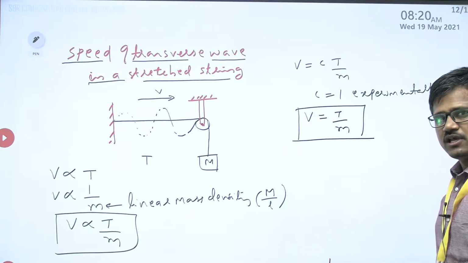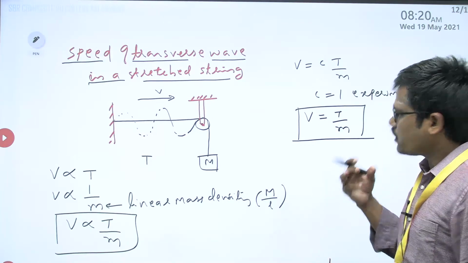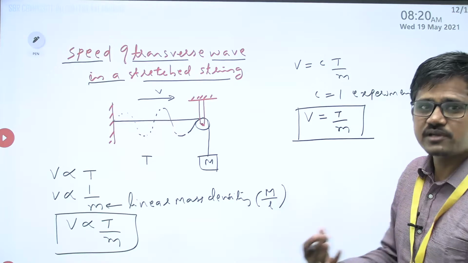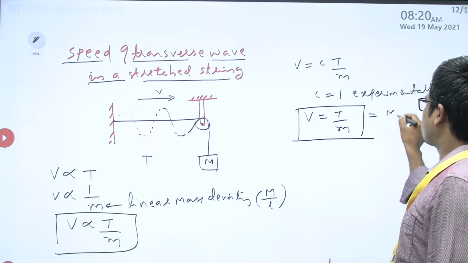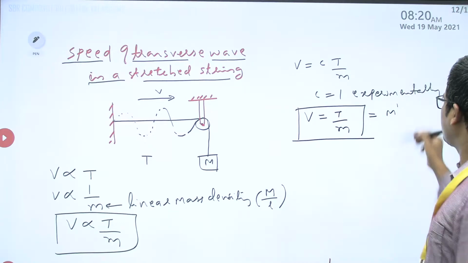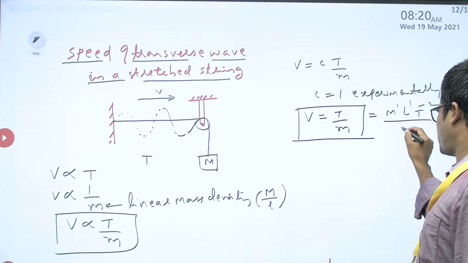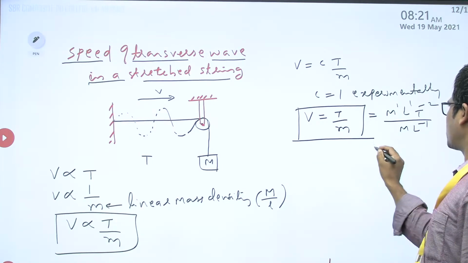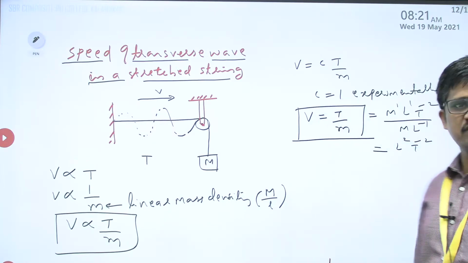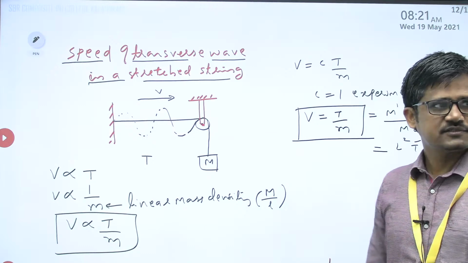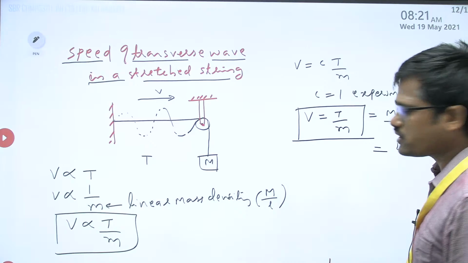But any equation we have in physics must be dimensionally correct. You take into account the dimension of tension: 1 in mass, 1 in length, minus 2 in time. If you take mass per unit length here, then what you are getting is 2 in length, minus 2 in time. This is not the dimensional formula of velocity, right or not?